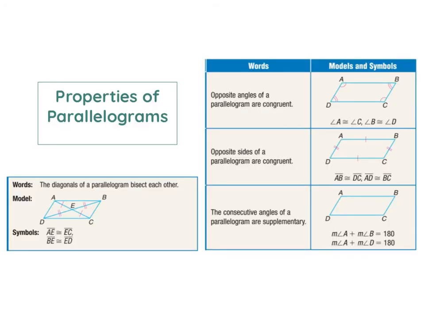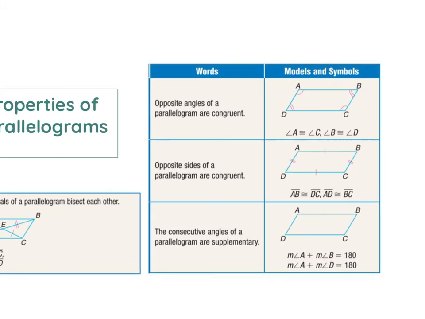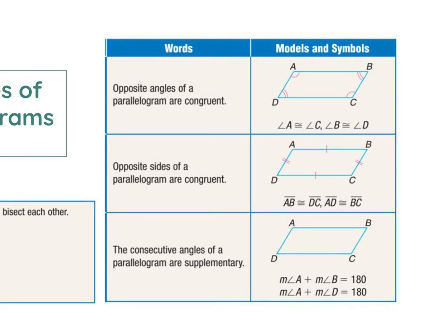Okay, so properties of parallelograms. I know there's kind of a lot on the screen, but let's dig into it, right? So first one, opposite angles of a parallelogram are congruent. So A is going to be congruent to C. You can see those congruent marks there, right? B is going to be congruent to D, okay? So opposite angles are congruent. Same thing with opposite sides. So AB is congruent to DC. That's what this is telling us. And BC is congruent to AD there.